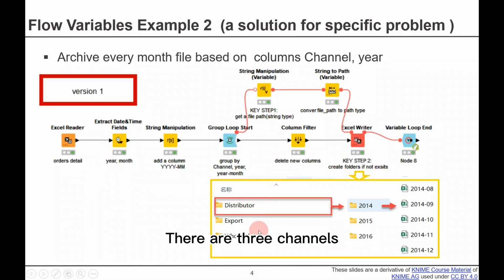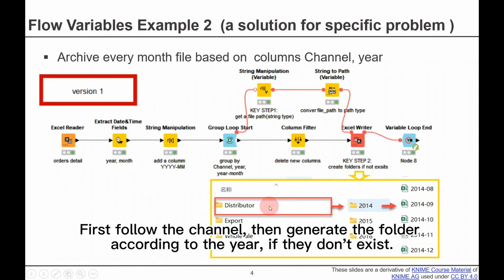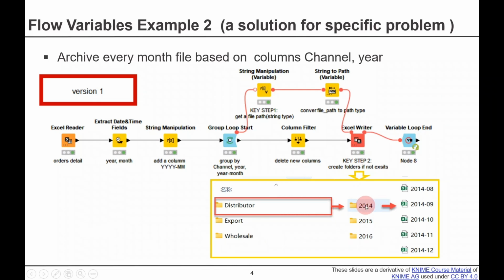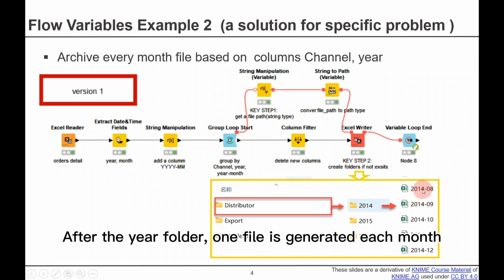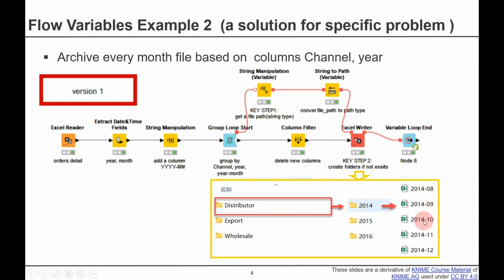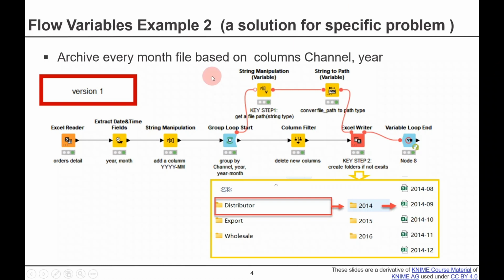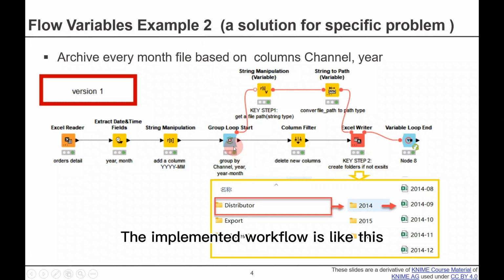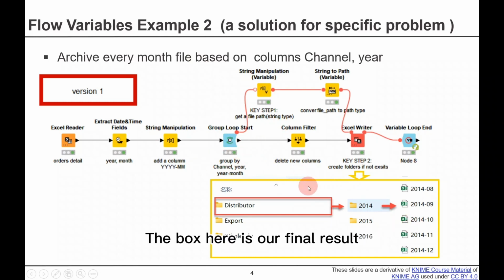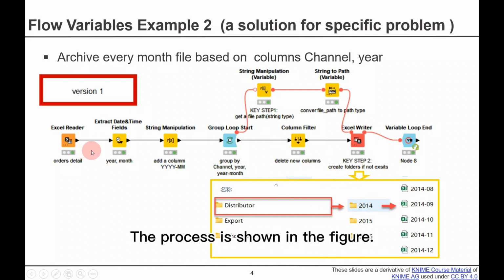There are 3 channels. First, follow the channel, then generate the folder according to the year if they don't exist. After the year folder, one file is generated each month. This splits a file into many monthly files and saves them in different folders according to the groups. The implemented workflow is like this. The box here is our final result. The process is shown in the figure.